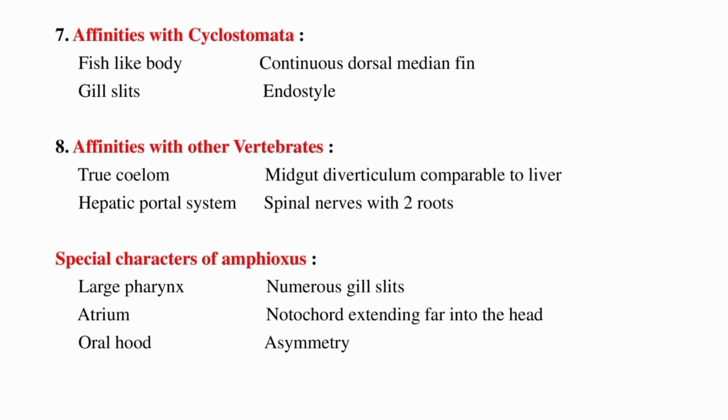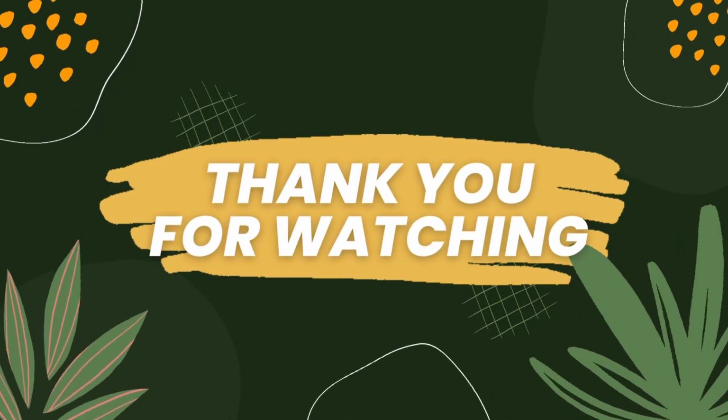Next, the special characters of amphioxus are large pharynx, numerous gill slits, atrium, notochord extending far into the head, oral hood, asymmetry. Thank you for watching this video.